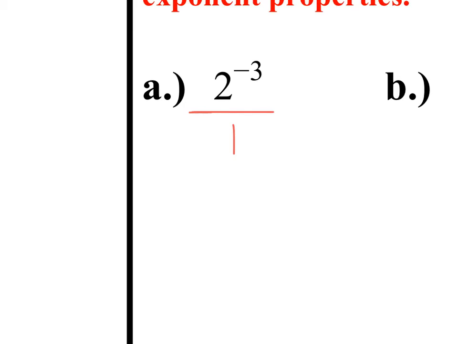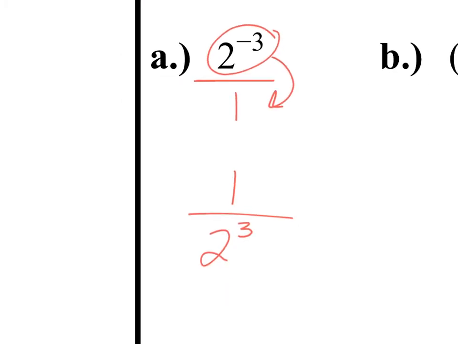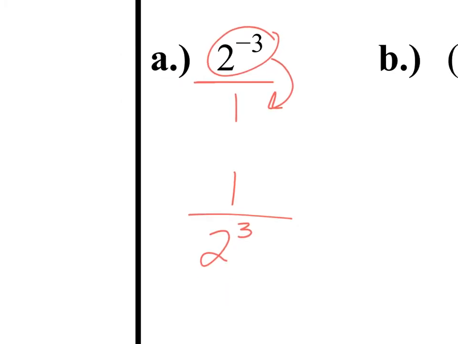That negative 3 is being salty. Where's it got to go? To the other side. Send it to its room. Circle the whole thing. Say, go over there. And you get 1, since there's nothing left on the top, replace it with a 1, over 2 to the now positive 3. So if you have that empty spot, replace it with a 1.